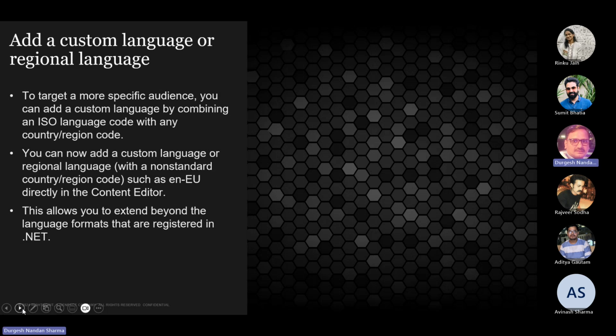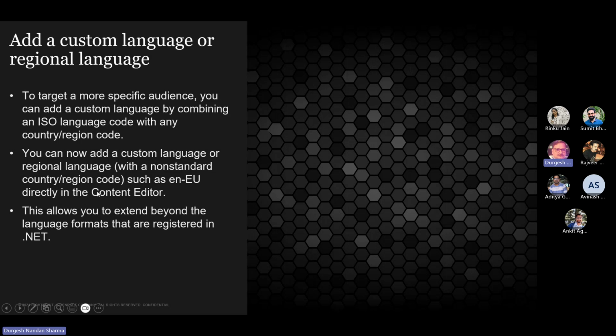Another one is adding a custom language or regional language. This is to target a more specific audience. It means we can add a regional language in 10.4, any region code or any language which is currently in use. This allows us to extend the language formats that are already registered in .NET, so we can extend these and create new ones.